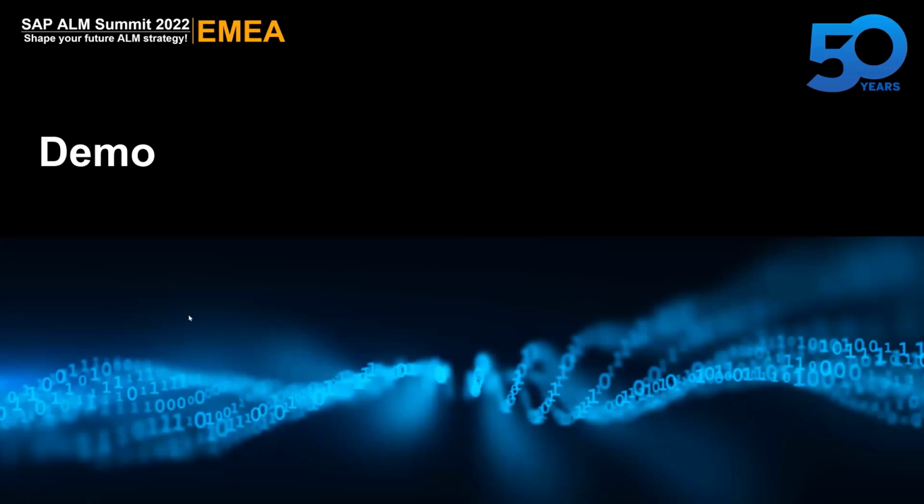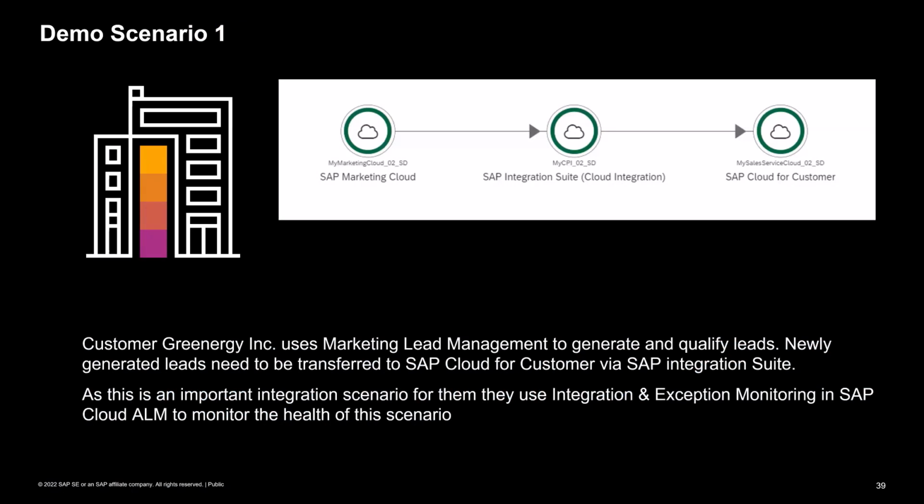Okay, let's have a look at some demos so that you see this live in action. First demo scenario I would like to explain before I go into the application. We have a customer who has configured a lead transfer scenario. Leads are created in Marketing Cloud, and at a certain stage they are transferred to SAP Cloud for Customer via the SAP Integration Suite as a middleware. As this is an important interface scenario, the customer is using SAP Cloud ALM integration monitoring to monitor the health of this scenario.